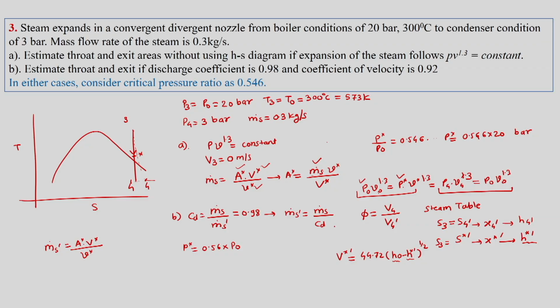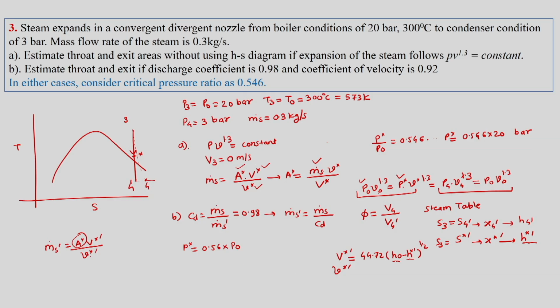Once V star dash is known to us, we will use the formula for the mass flow rate, and similarly using this we can also find the specific volume. So specific volume dash is also known. Velocity is known, specific volume is known, we know the ideal mass flow rate, and knowing the discharge coefficient we can find the area at the throat. If we execute the same procedure, with 4 instead of star, we can know the exit area also.